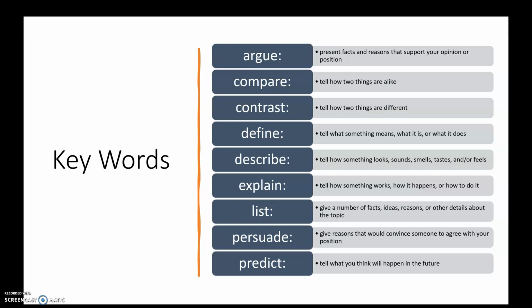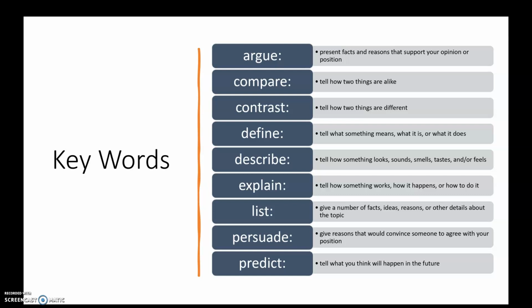Define is like the definition paragraphs that we were doing earlier. Tell what something means, what it is, or what it does. Describe is the description paragraphs that we did at the very beginning. Tell how something looks, sounds, smells, tastes, or feels. Explain is to explain how something works, how it happens, or how to do it. We didn't do those as much because they're a little harder, but that is definitely one you might see.